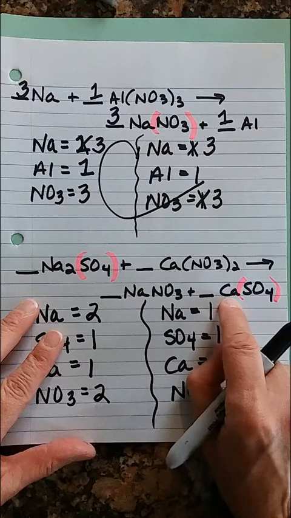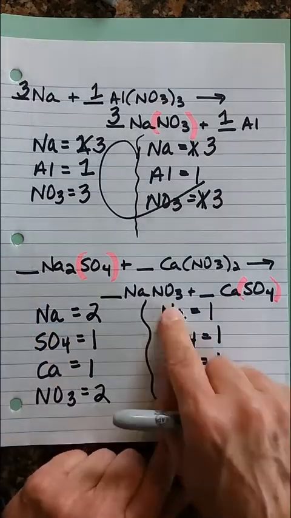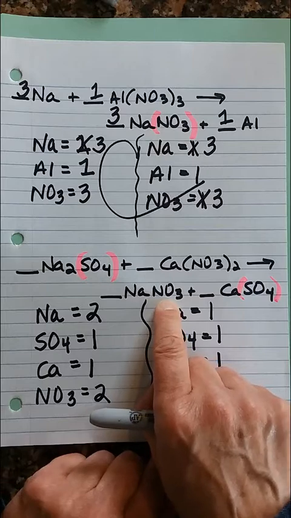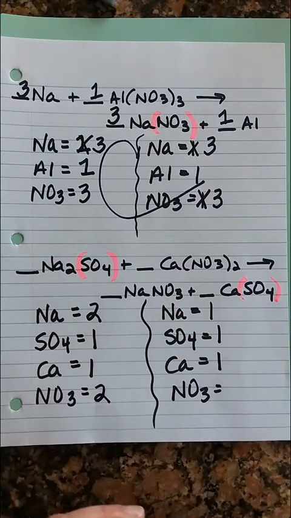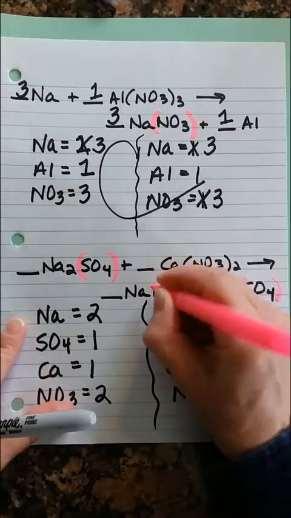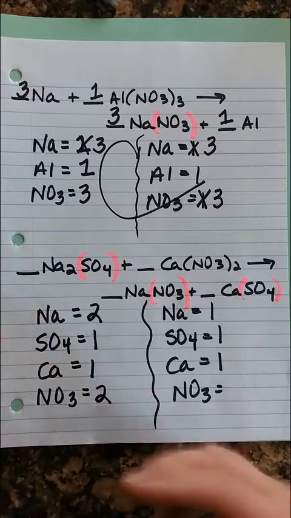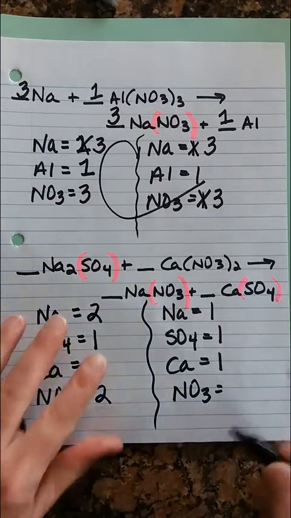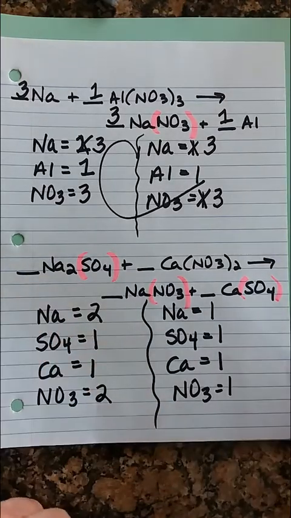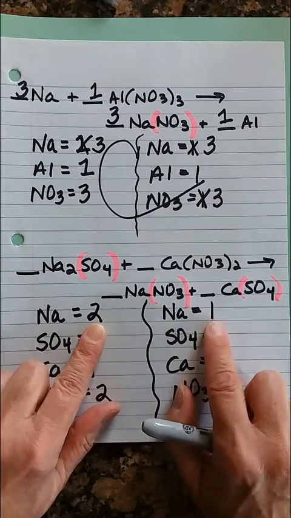Ca is here, no number, so that means 1. Now NO3. NO3 is not in a parenthesis either. So I'm hoping that you see that that's a 1. But let's draw our imaginary parentheses around it. And what number would be on the outside of that imaginary parenthesis would be 1. And there we go. Okay. So right away I can see I'm not balanced here. I have a 2 and a 1.